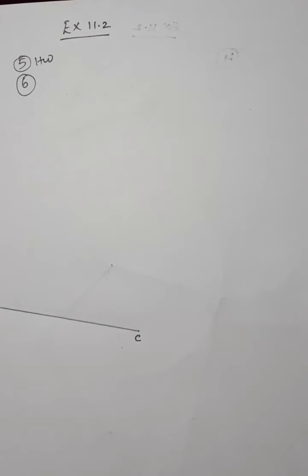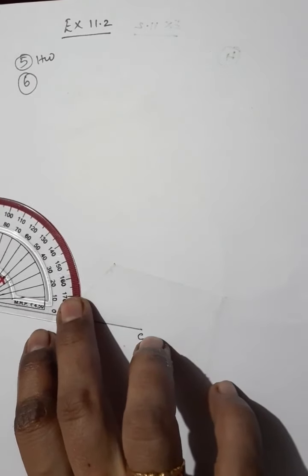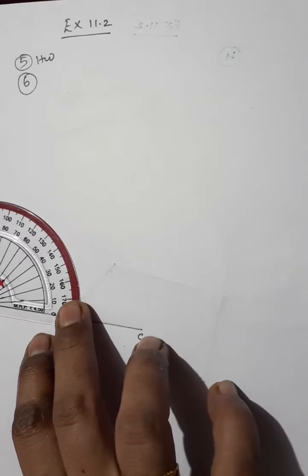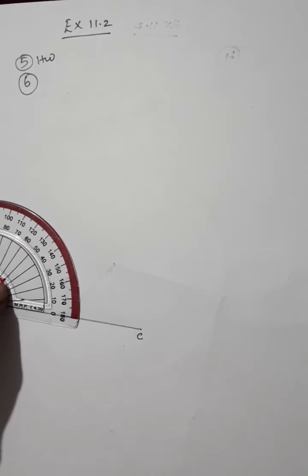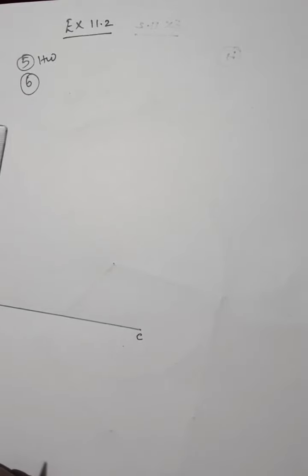Then we have to construct the right triangle. So we want to construct a right angle at B. Here you can construct a 90 degree angle. Either you can use compass construction, or you can use your protractor, no problem. So 90 degree. Then join.